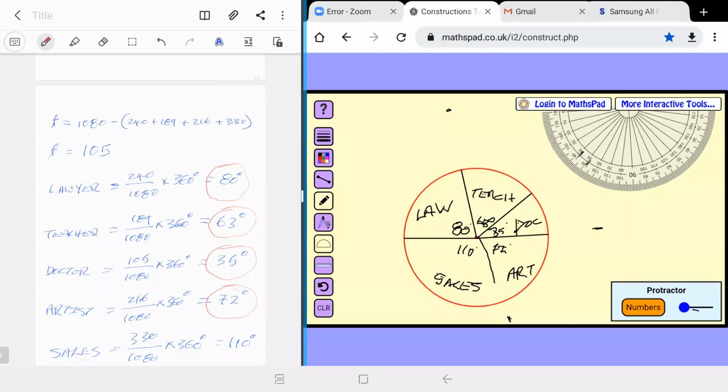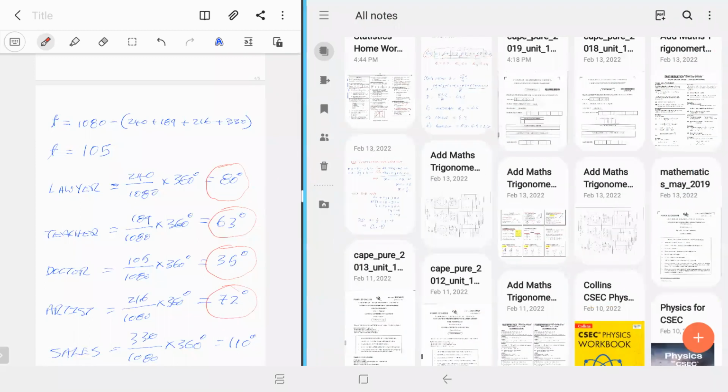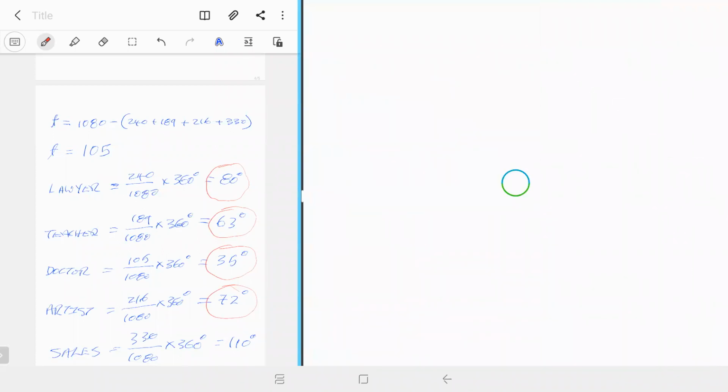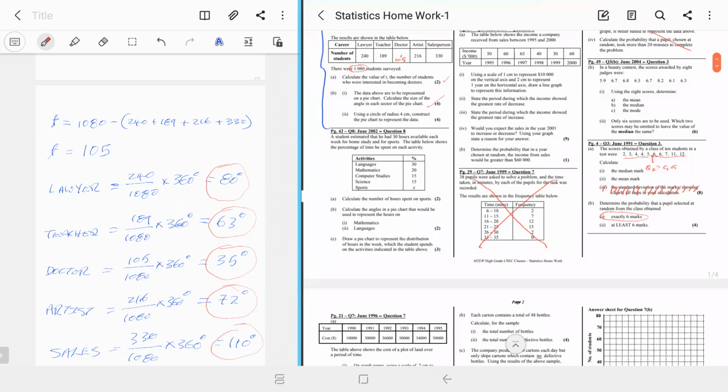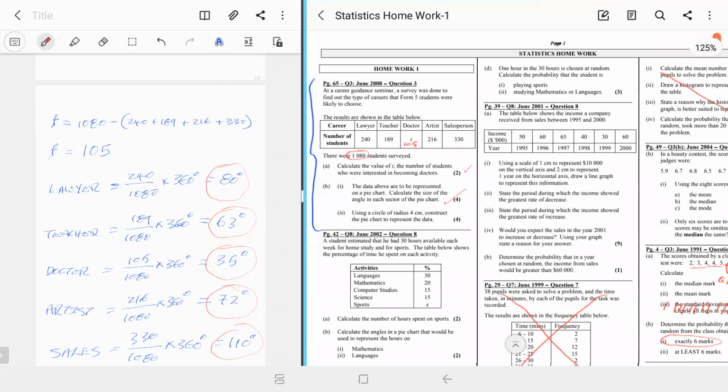Let me see if I'm in the lock. I'm in the lock. Put the undo. See, it's undoing stuff that I don't want it to undo. That's the issue with this app. But anyway, you get the picture, right? That's how you do all of them. It's not complicated. And that was our pie chart right there. So we completed the pie chart over here.